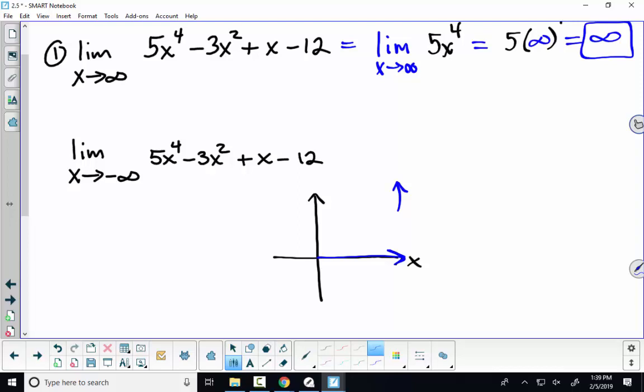What about the limit as x approaches negative infinity? Still infinity? Still infinity, good. Again, for a limit at infinity of a polynomial, all we need to do is compute the limit at infinity on the leading term.